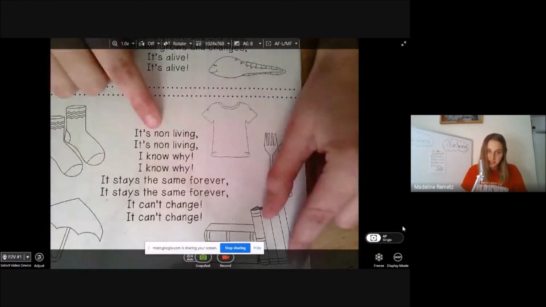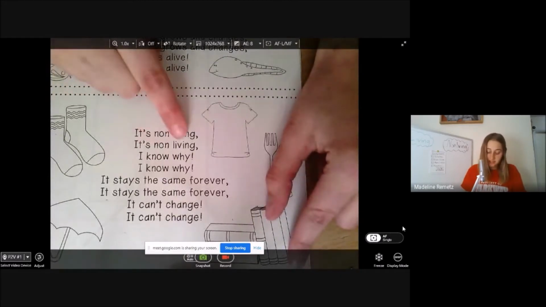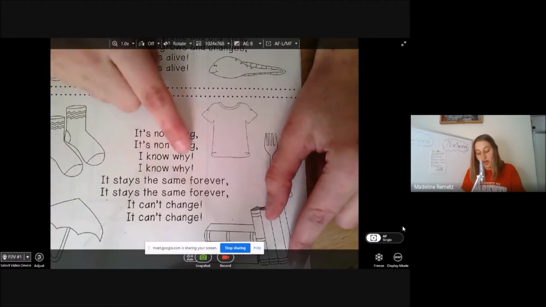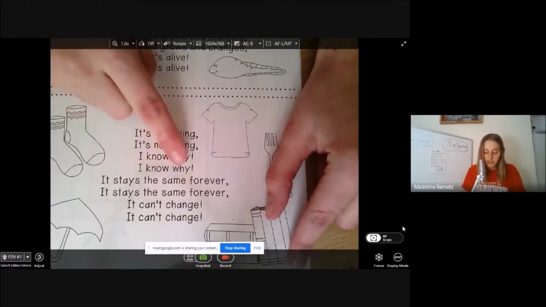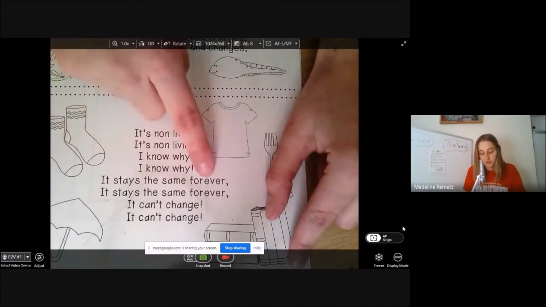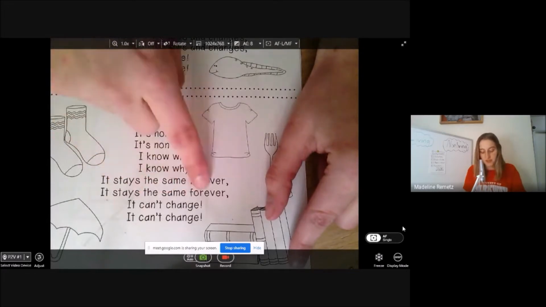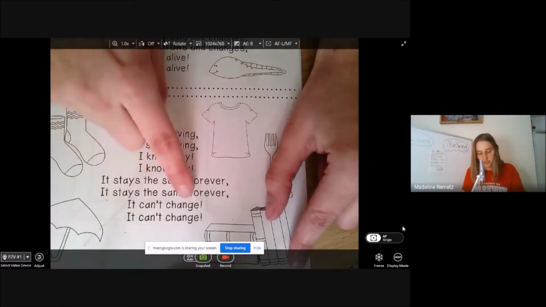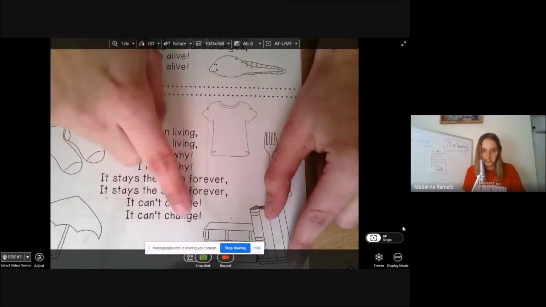It's non-living, I know why, I know why. It stays the same forever, it stays the same forever. It can't change, it can't change.